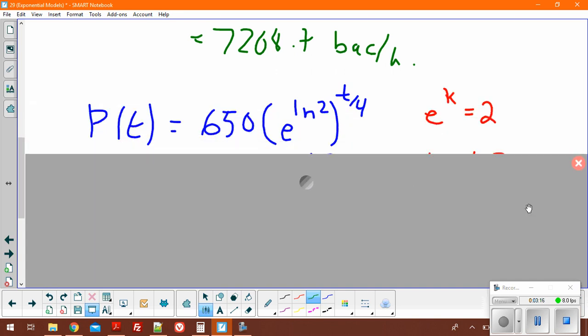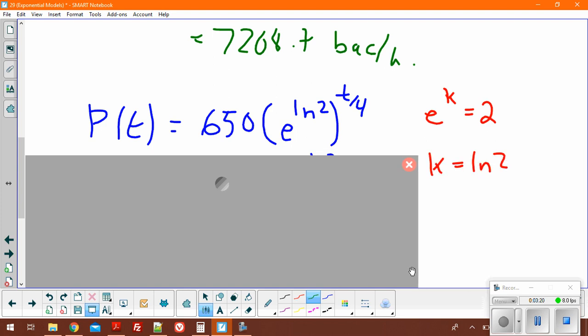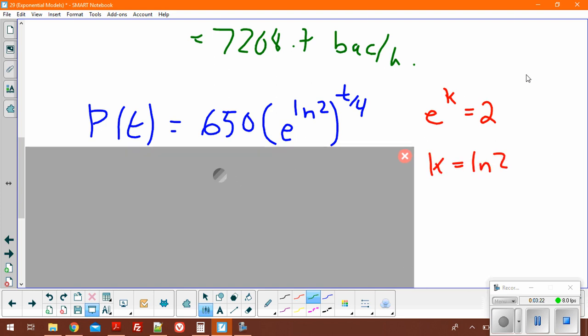Just a reminder of how we make that change. My base was 2. I want it to be in terms of e, so I solve for the power. e to the power of what gives me 2? And when we work that around, we get ln of 2. So I replaced the 2 in my original function with e to the ln 2.